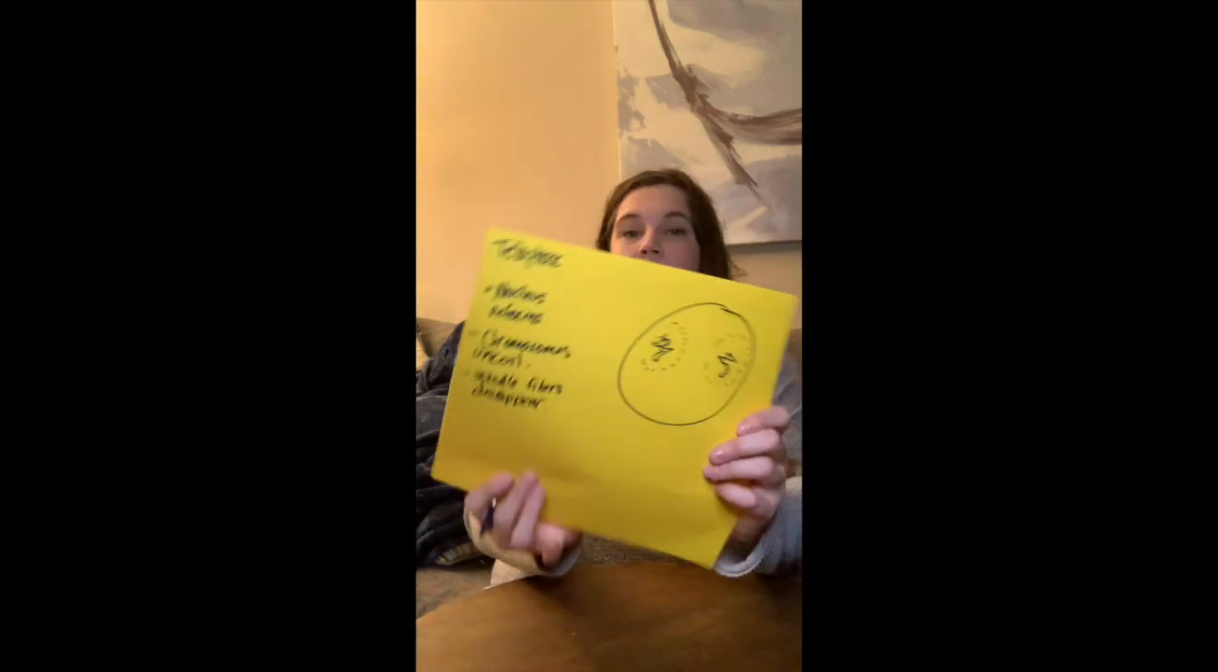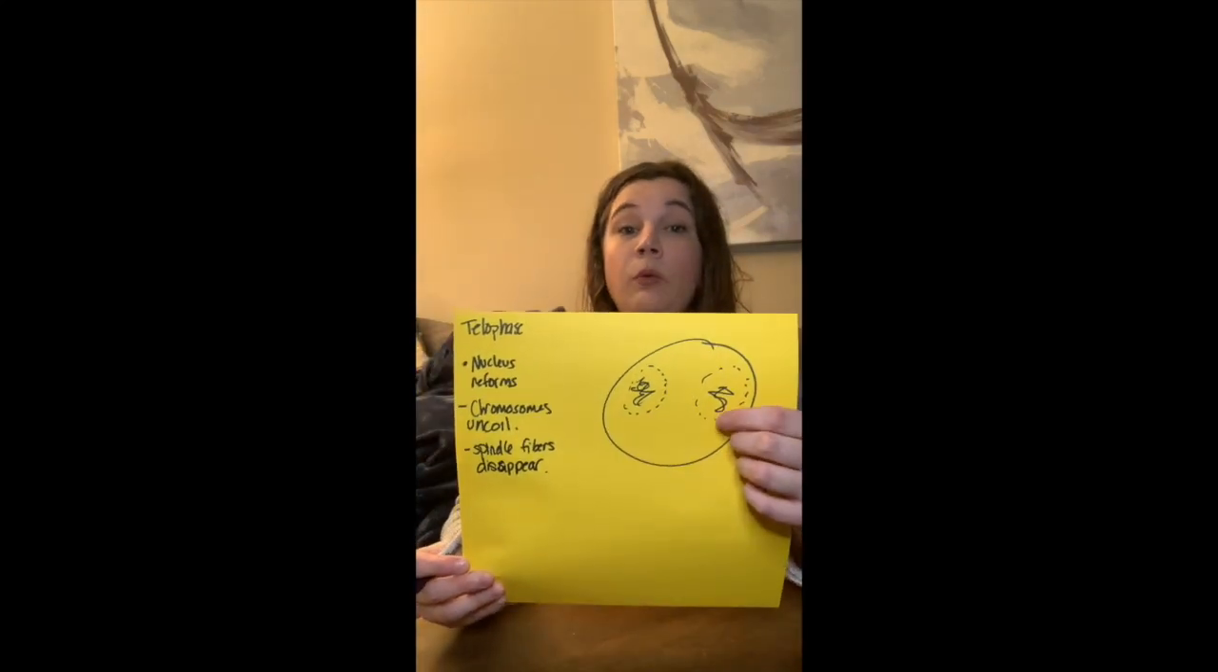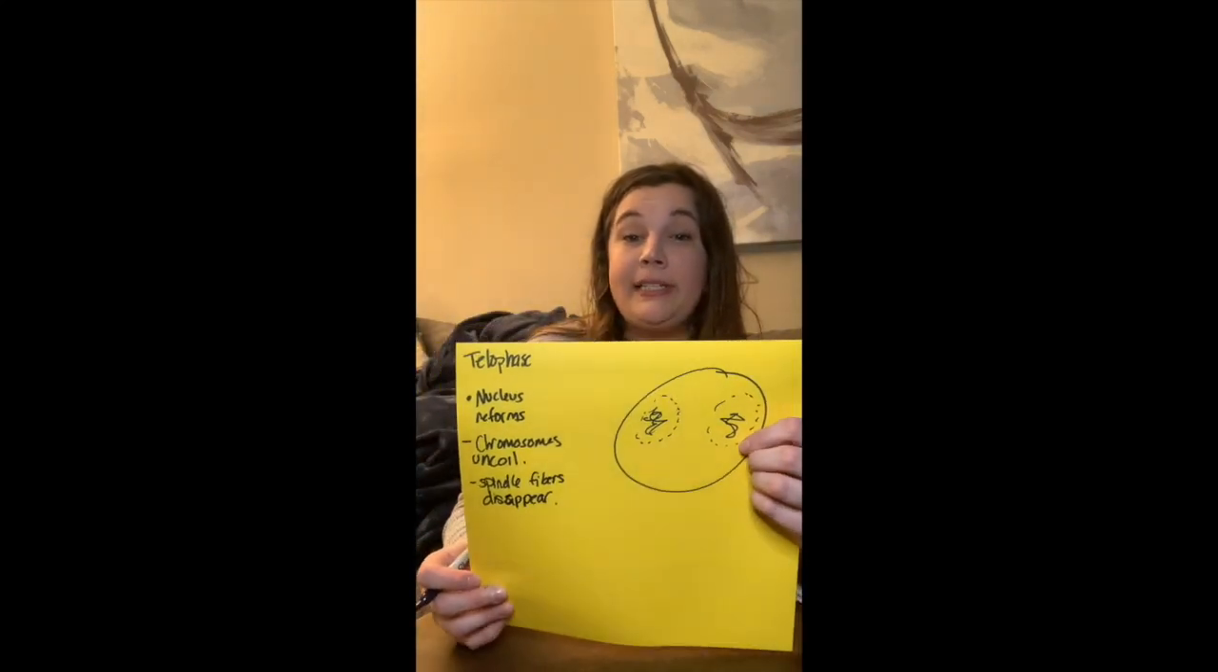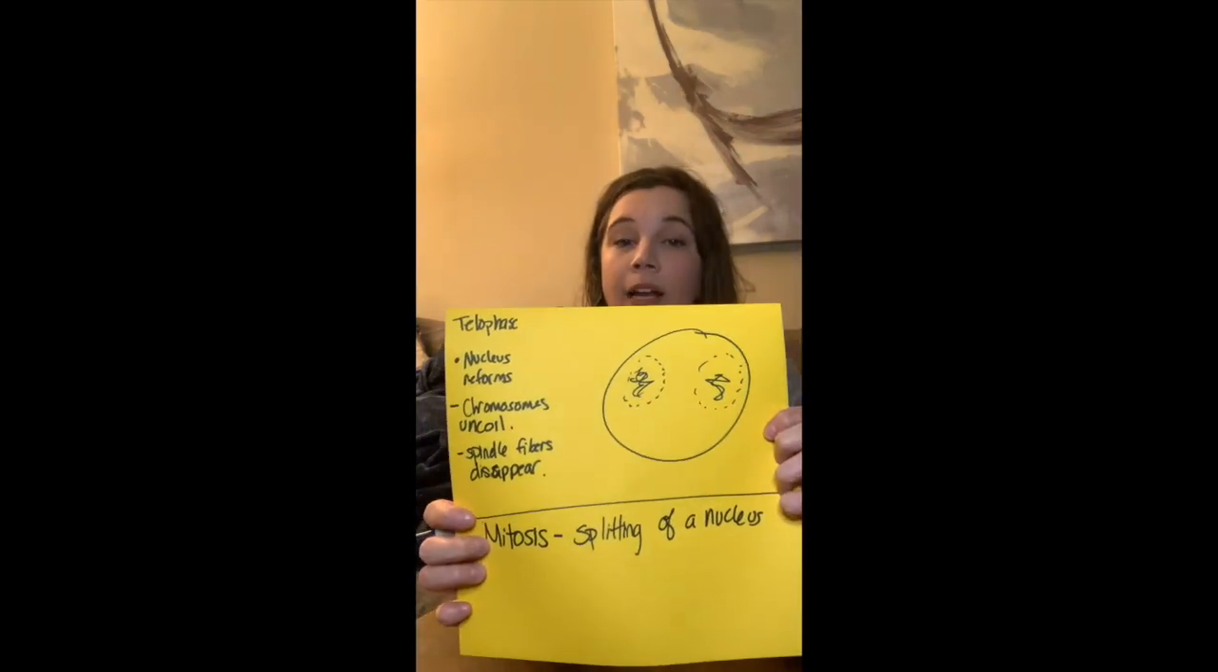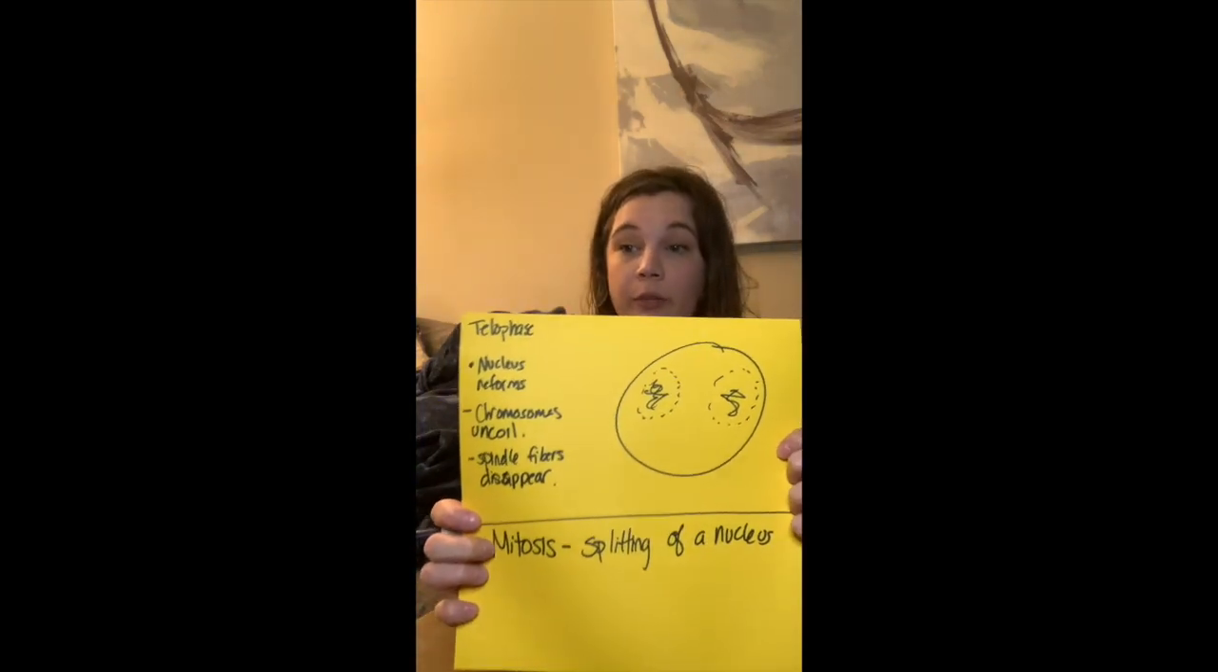So we just have something like this. It's still one cell. It's really key to remember. So remember that mitosis isn't the splitting of the cell. Mitosis is the splitting of a nucleus. It's really key to remember that. Mitosis is the splitting of a nucleus. Not the cell, not the cytoplasm, not the organelles, just the nucleus.